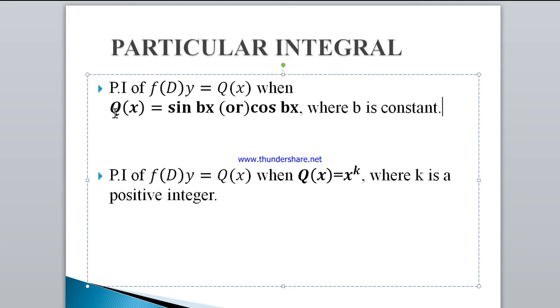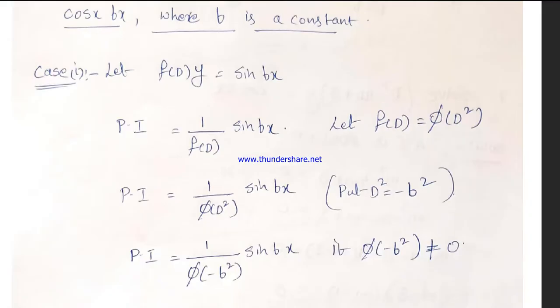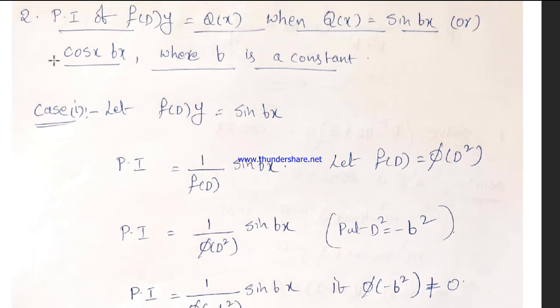First, I will explain with Q of x equal to sin bx or cos bx. That is, the particular integral of f of D into y is equal to Q of x when Q of x is equal to sin bx or cos bx. First case is, let f of D into y is equal to Q of x is equal to sin bx.